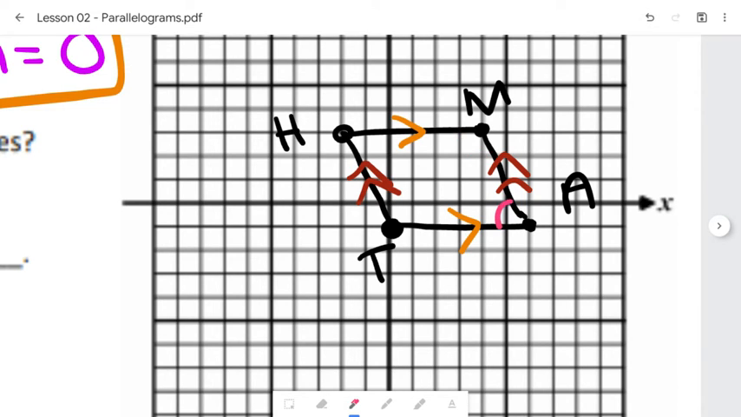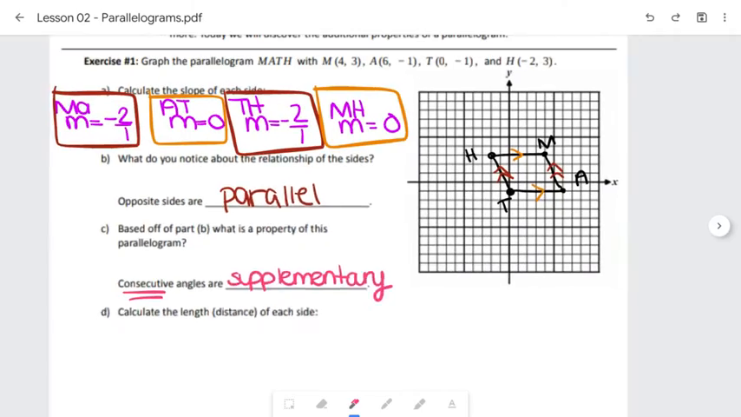Like if I look at angle A and then look at angle T, well, these two are parallel as well. So it's same side interior again. So basically, we know that both pairs of those angles are going to add to 180. So everything around there is going to equal 180.